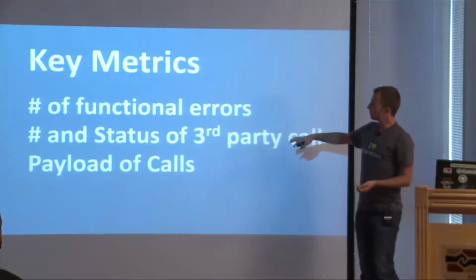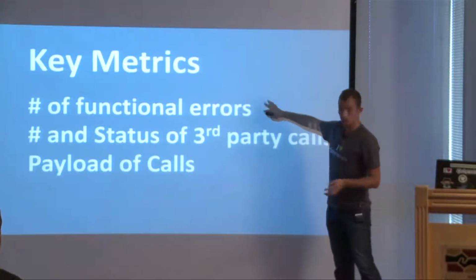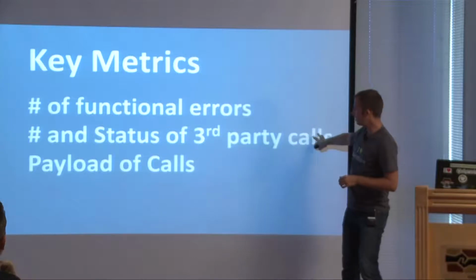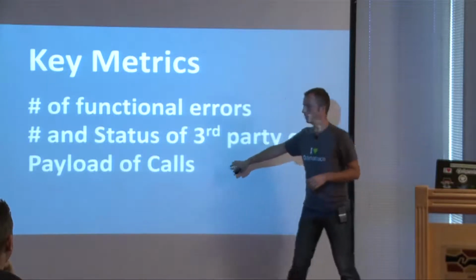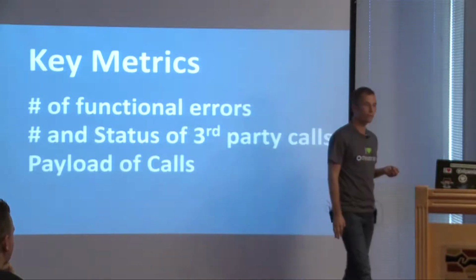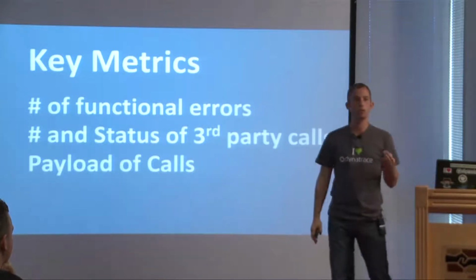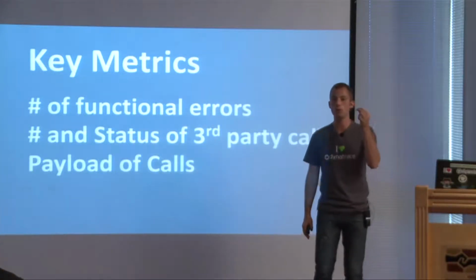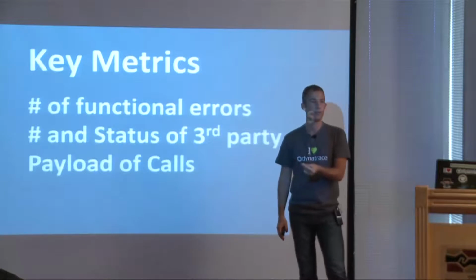So the key metrics I always look at are the number of functional errors, like the GPS problem that I said before, number and status of third-party calls, and also the payload of calls. The payload, I think, is very important. If you're developing a new mobile app, whether it's native or also web mobile, you need to consider that if you force a lot of people to download a lot of content, they need to pay the bill. They need to pay the bill in the end.